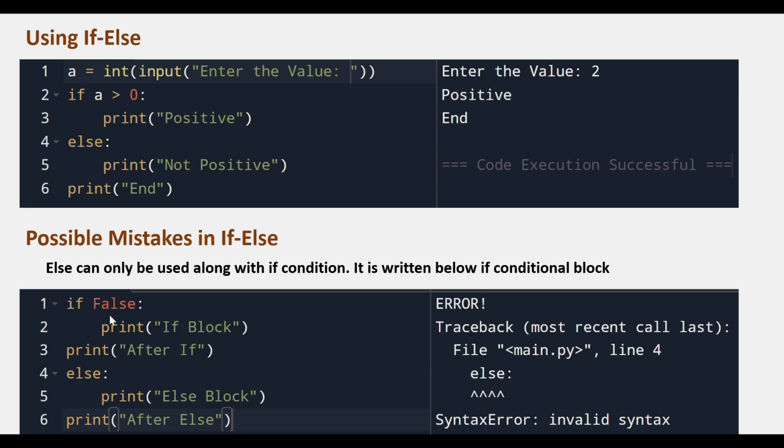Please don't make this type of mistake. Here, after the indentation we must write the else statement. In between, we don't write any other statements. If the indentation is perfect, then we write it. If the indentation is not perfect, there is no need to write it. This is the type of mistake we make in if else statements.